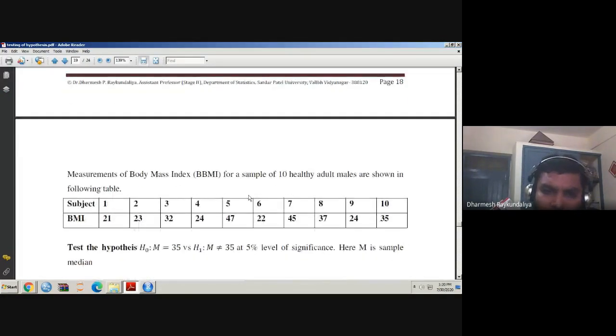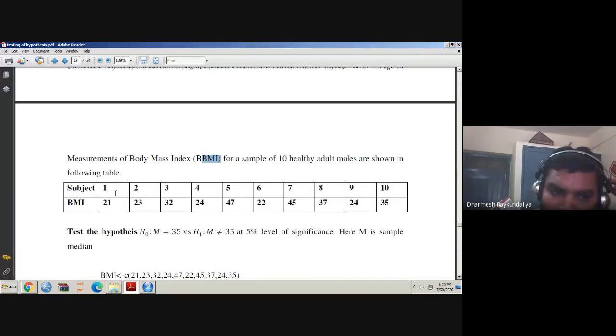So let me take one example. Measurement of body mass index, let us say BMI, for a sample of 10 healthy adult males is shown in the following table. These are 10 healthy gentlemen, and their information is measured in terms of BMI. Now my basic idea is whether the average BMI is 35 or not. The null hypothesis is that the average BMI is 35, versus it is not 35, at 5% level of significance.